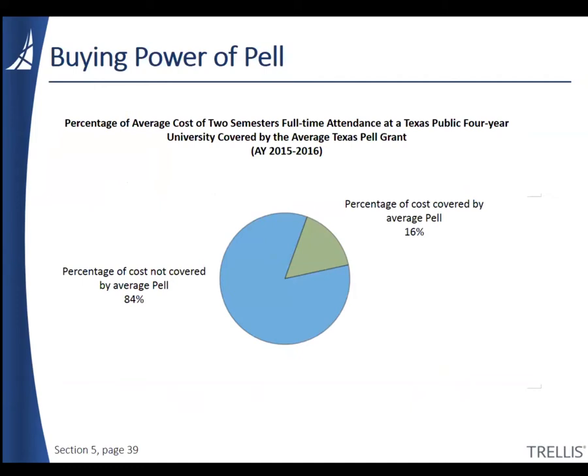While the average Pell Grant tends to increase from one year to the next, these increases have failed to keep pace with increases in the cost of college.